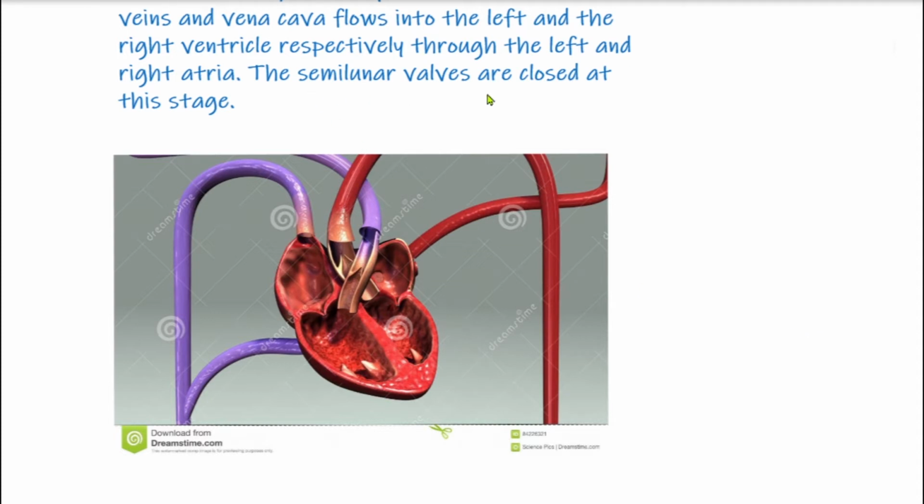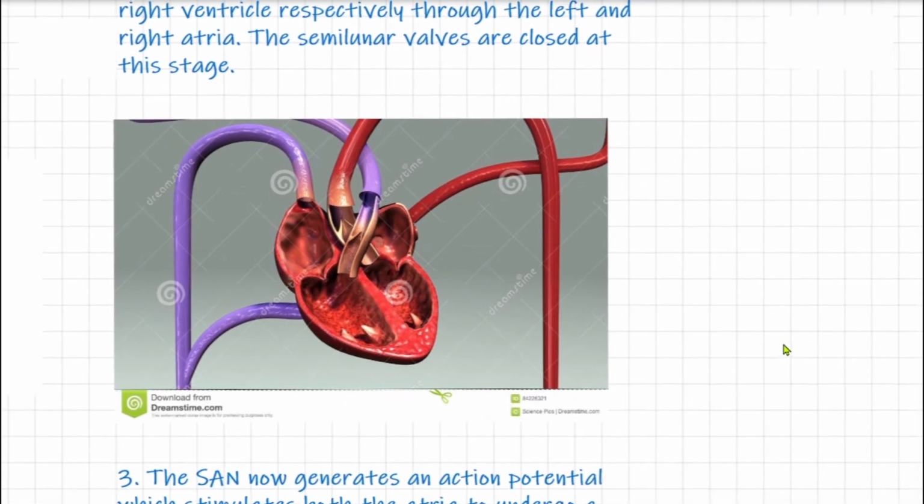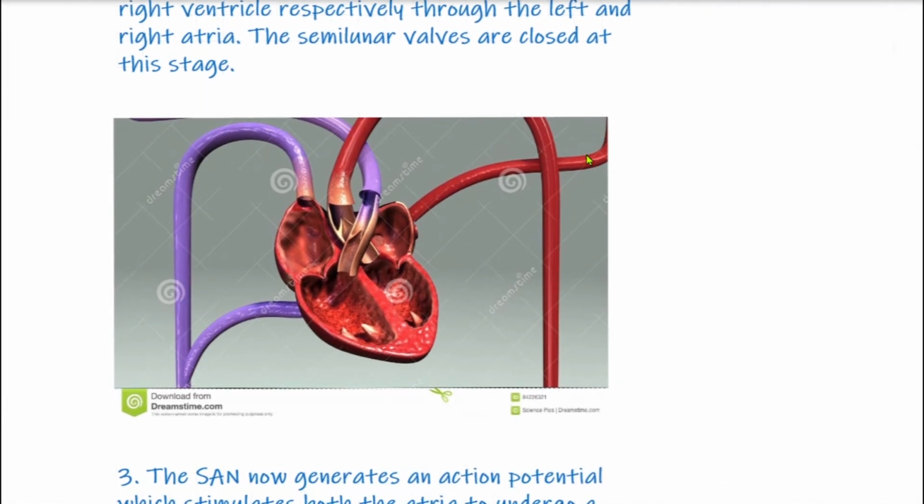The semilunar valves are closed at this stage. The semilunar valves, which are the valves of the aorta and pulmonary artery, are closed. So students, this was about the diastole phase.